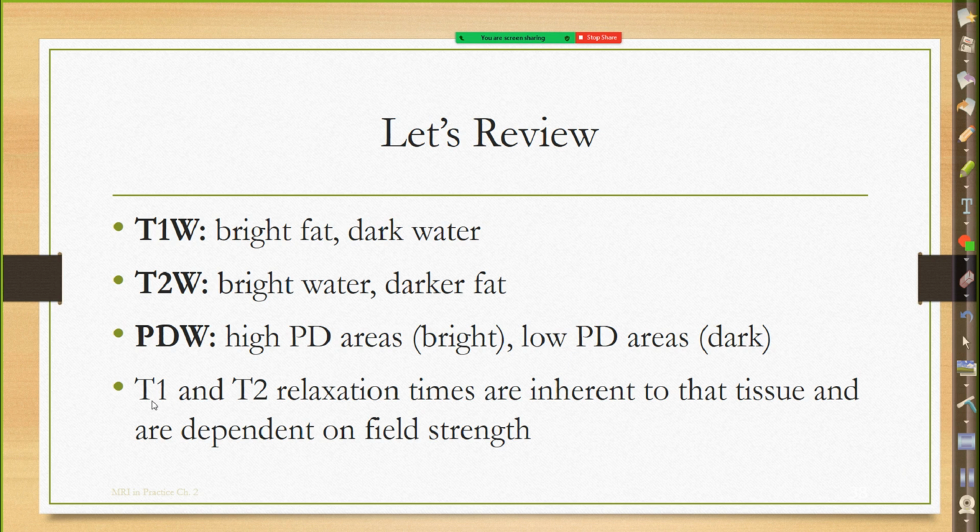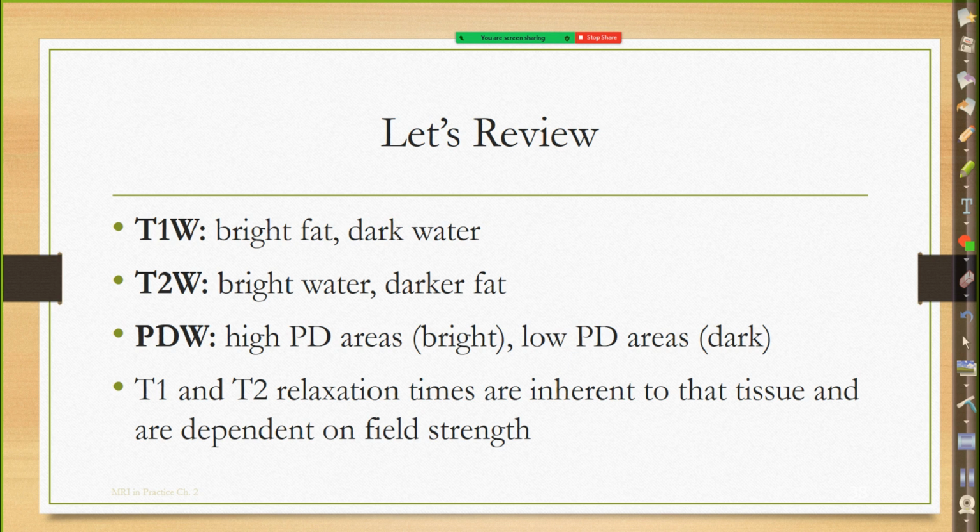T1 and T2 relaxation times are inherent to the tissue and are dependent on field strength. So remember, that's one of those intrinsic contrast parameters. Every tissue has a specific curve, recovery and decay. We cannot change that. We can manipulate the parameters to highlight certain tissues, but we ultimately cannot change the relaxation times. And remember, those milliseconds that I'm giving you are in terms of field strength.